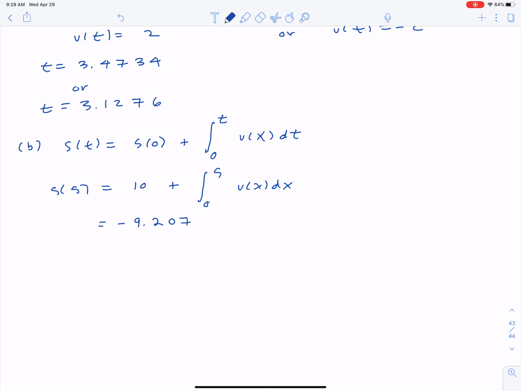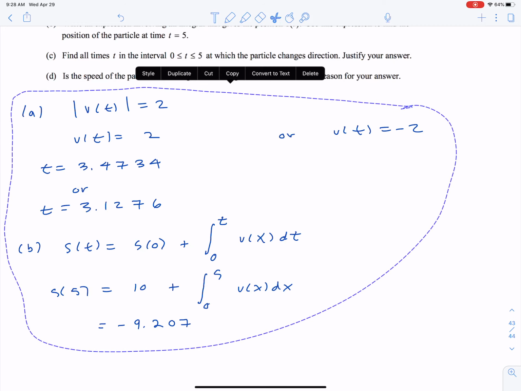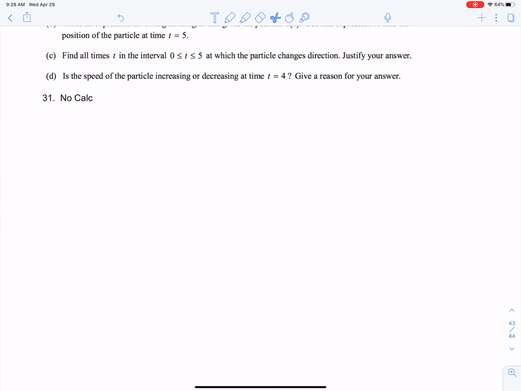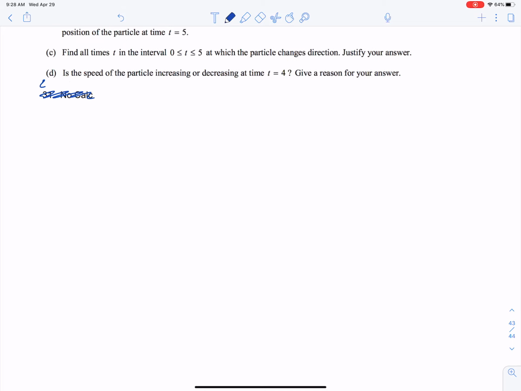Let's move on. Letter C. So let's erase some of this so we can look at letter C. Okay. I don't want to see that. Get out of here. Okay, letter C.